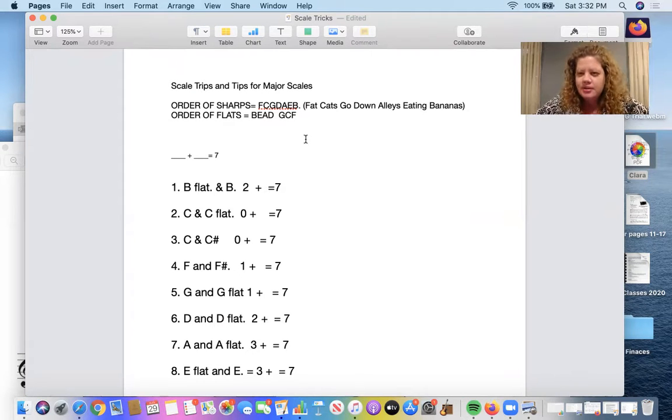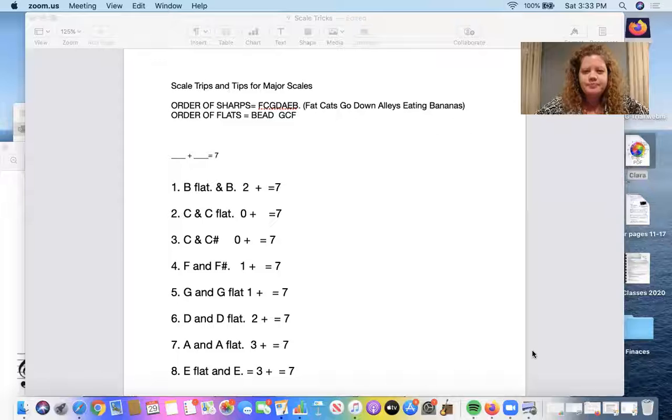Now, what we're talking about in this little trick is getting the scales instantaneously. So here's my trick, my equation: blank plus blank equals 7. What that means is that most of us know that a B flat scale has 2 flats. That's the first scale we learned. We played it a lot of times. B flat has 2 flats.